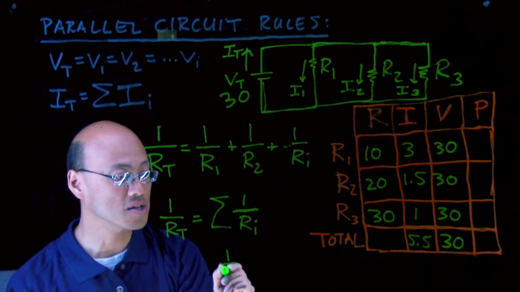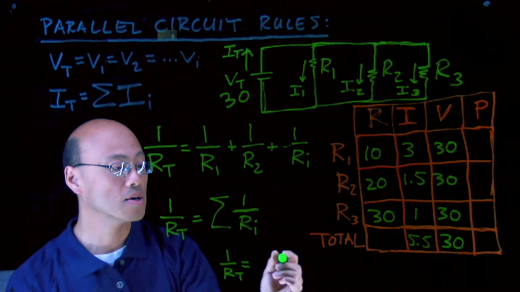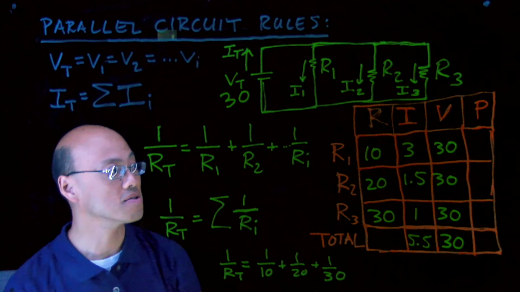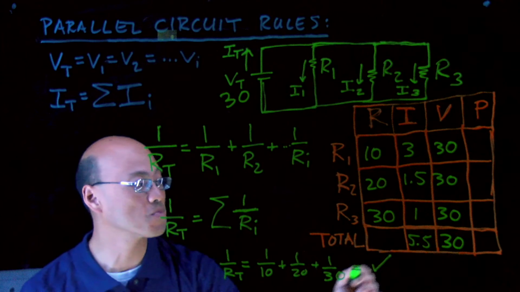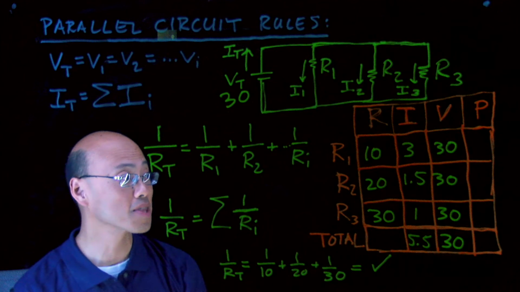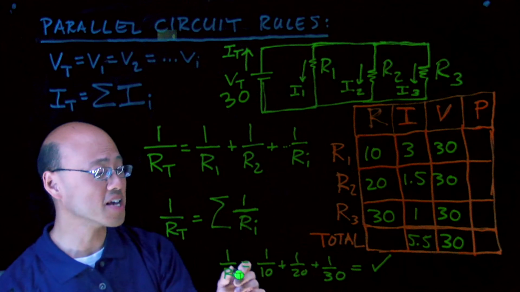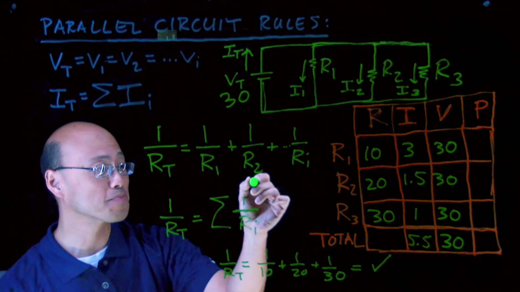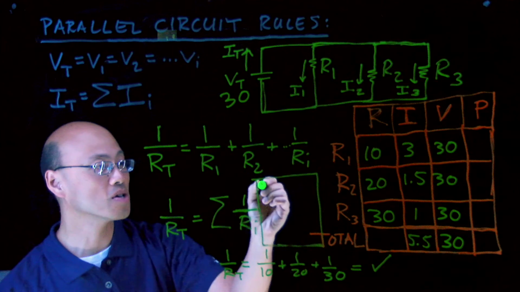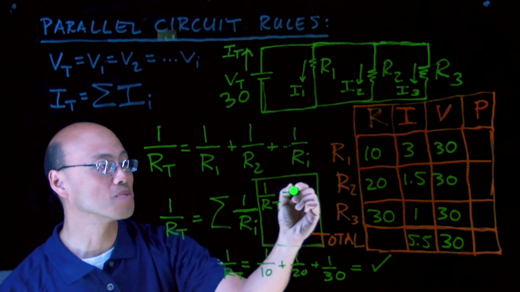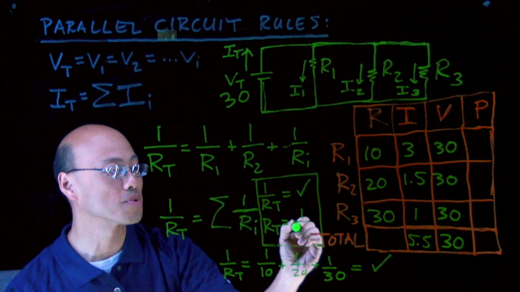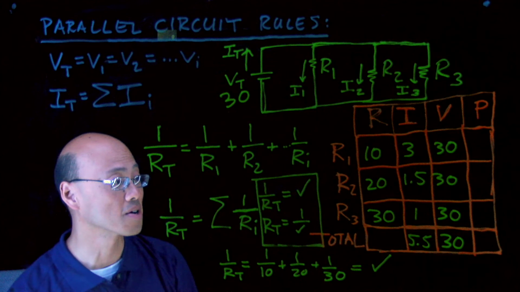I'm going to go 1 over RT is equal to 1 over 10 plus 1 over 20 plus 1 over 30. Okay? And that's going to be some number. I'm just going to put a check mark. You can do that. You take your calculator and you do all this. And you get a number. The most important thing is that what's RT actually equal to? I'm going to call your attention to this part of the screen right here, because this is where we're going to do our talking. If 1 over RT is equal to some decimal number, RT is actually 1 over that number. That's the most important thing to remember here, okay?